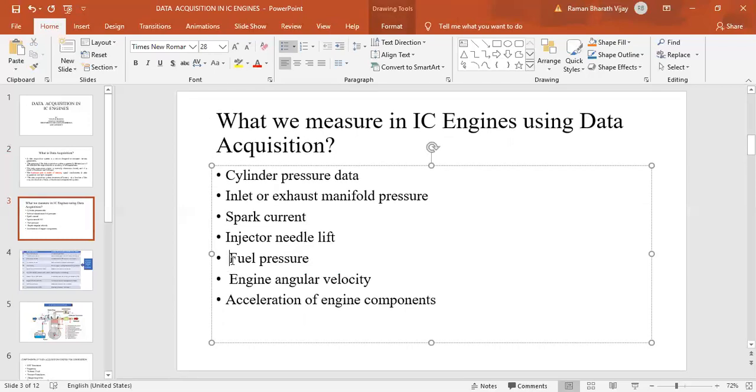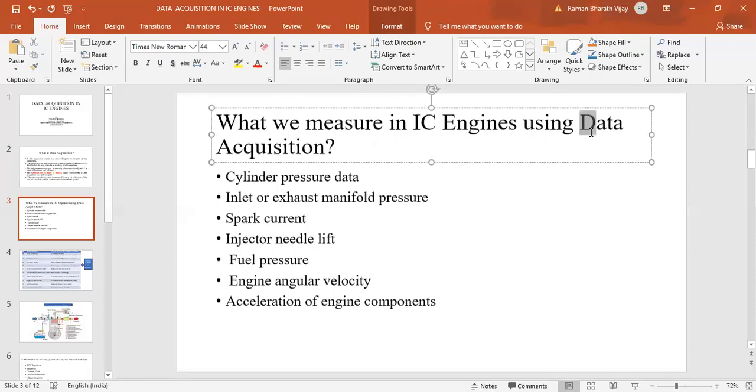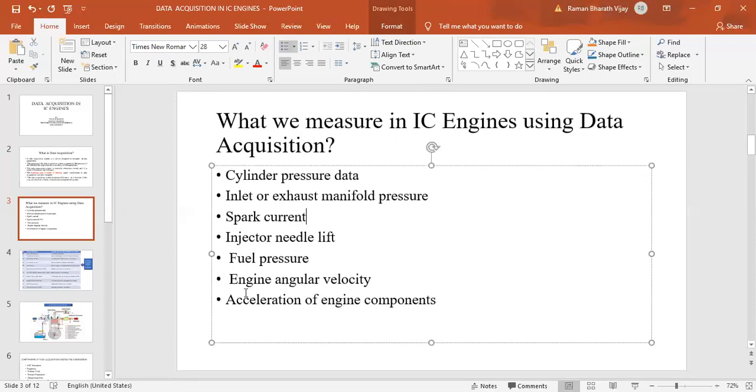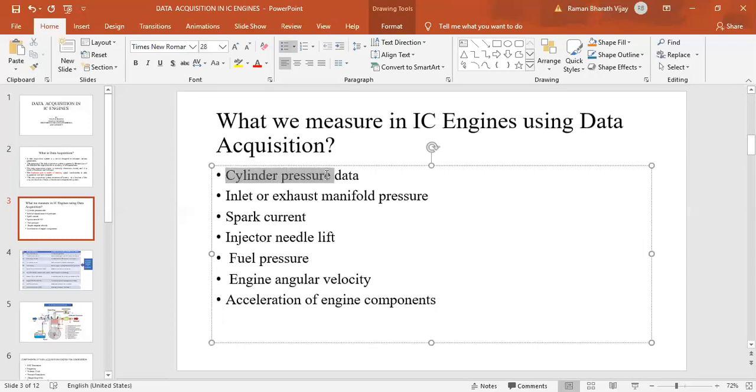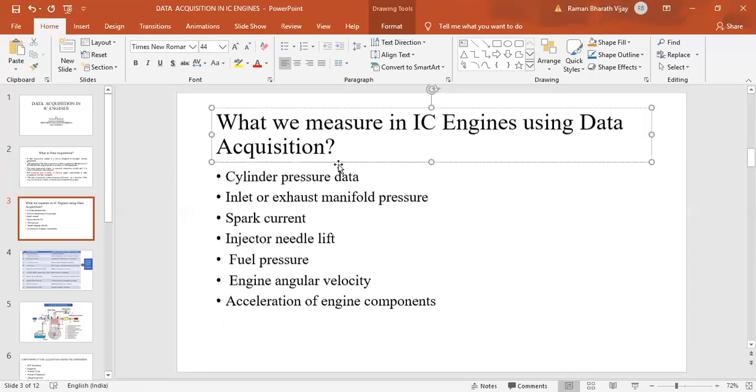For example, to measure the fuel pressure, you can use data acquisition. Suppose you have to measure the angular velocity, then you can use data acquisition. To measure cylinder pressure data, you can use data acquisition. There are certain points mentioned here, namely 7 points. For measuring these 7 points, we can use data acquisition. Can you understand?